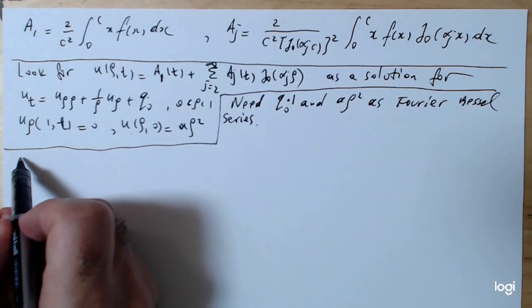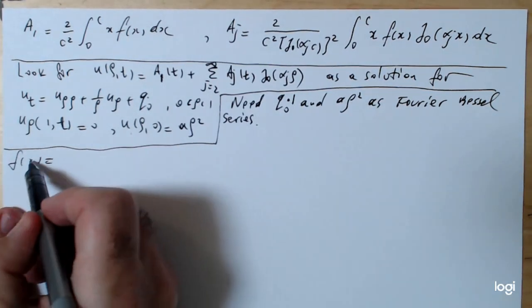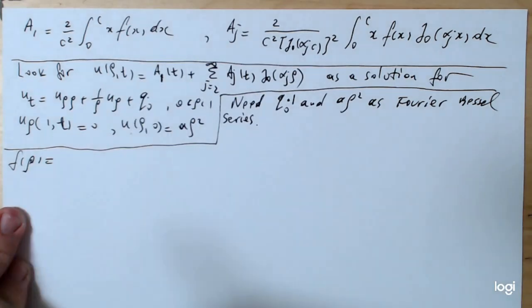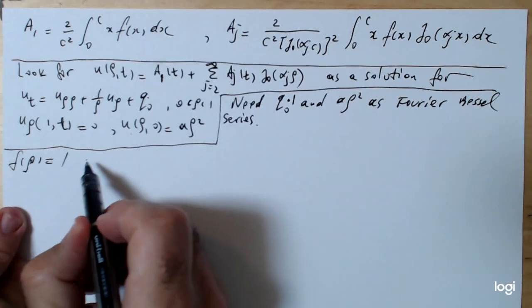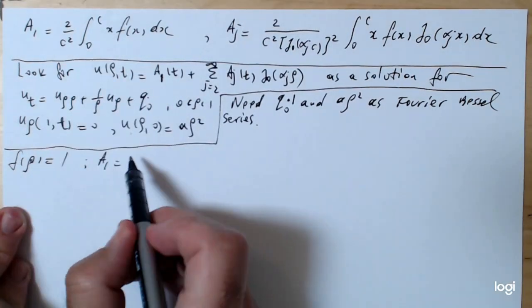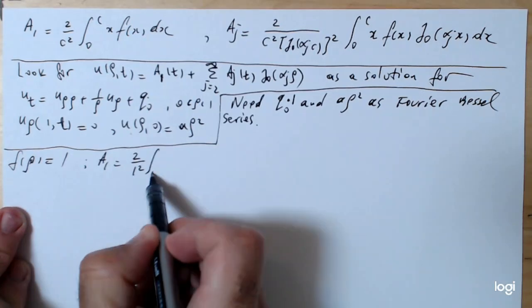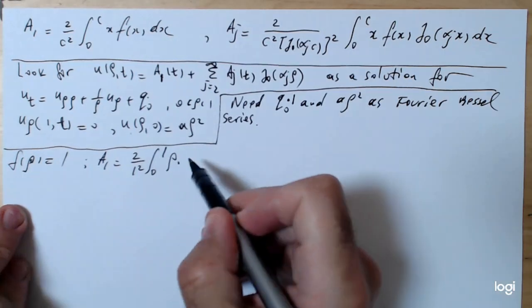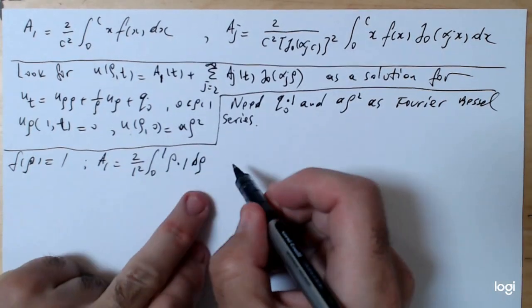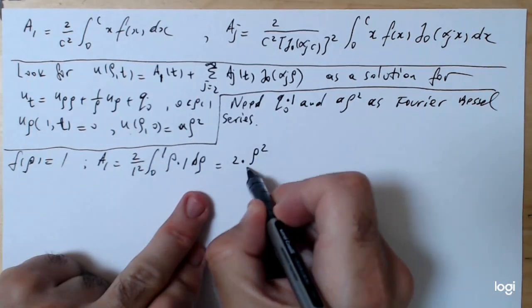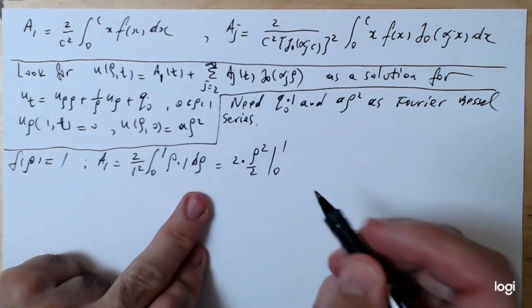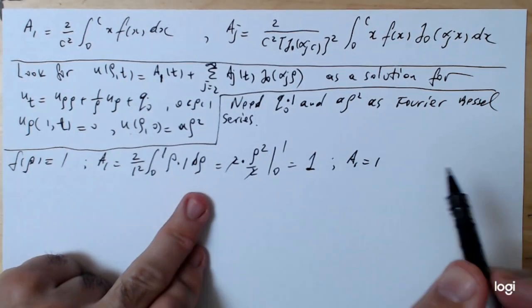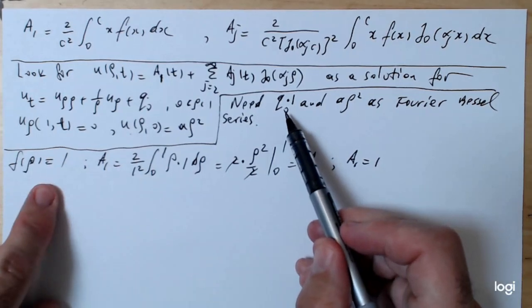So let's say again that f of x is equal to 1. Well, we're going to use rho basically, right? Because now we're going to switch to rho instead of x when we use these formulas. So if f of rho equals 1, then a1 following this formula, that's going to be 2 over 1 squared, because remember the radius is 1 in my case, integral of rho, f of rho is a constant, 1 d rho. So that's going to be 2 antiderivative rho squared over 2 between 0 and 1, and 2 cancels, and therefore a1 is equal to 1 again for the function equal to 1.